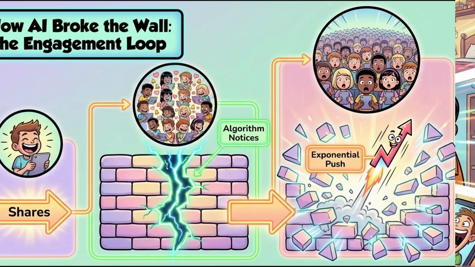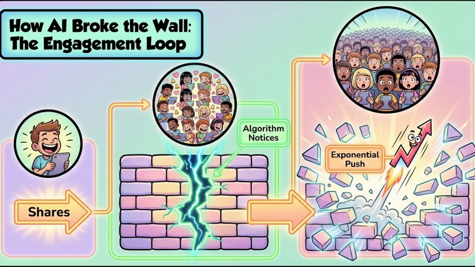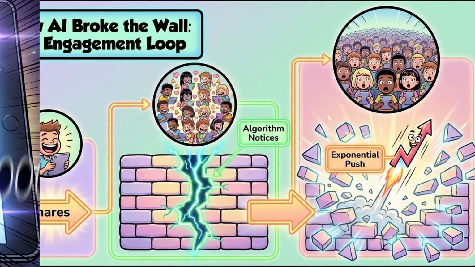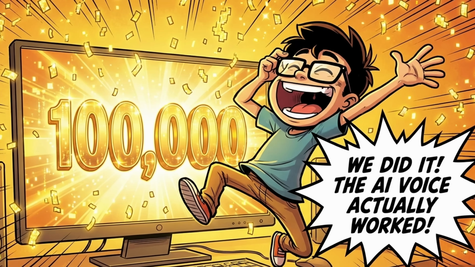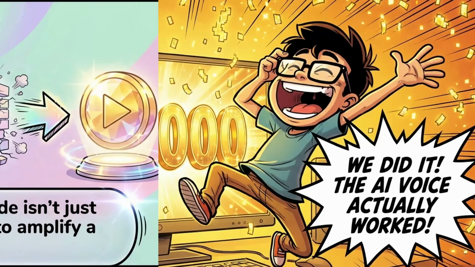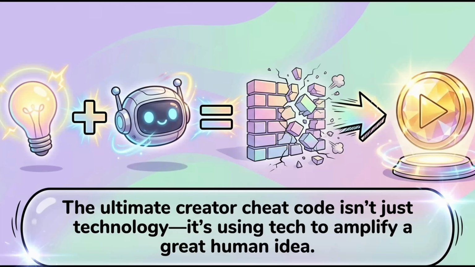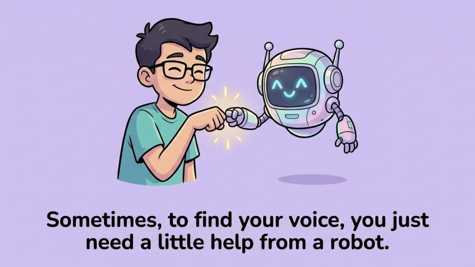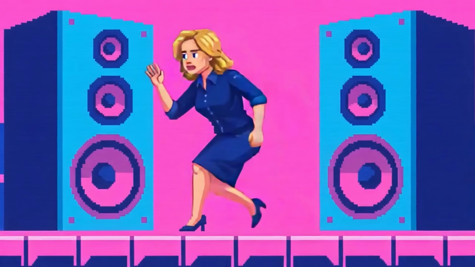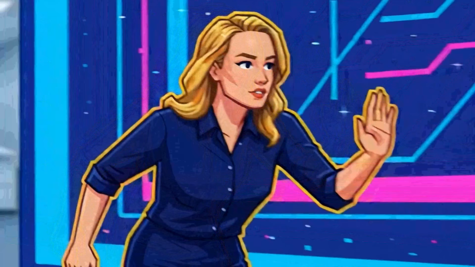From tablets in bedrooms to phones on the bus, the AI Franklin was everywhere. The subscribe bell wasn't just ringing, it was singing. 99,000. 100,000. The wall is officially smashed. Franklin learned that sometimes, when you're stuck in a rut, you just need a little robotic spark to help the world finally hear your true voice. Like that, AI tools, AI news.